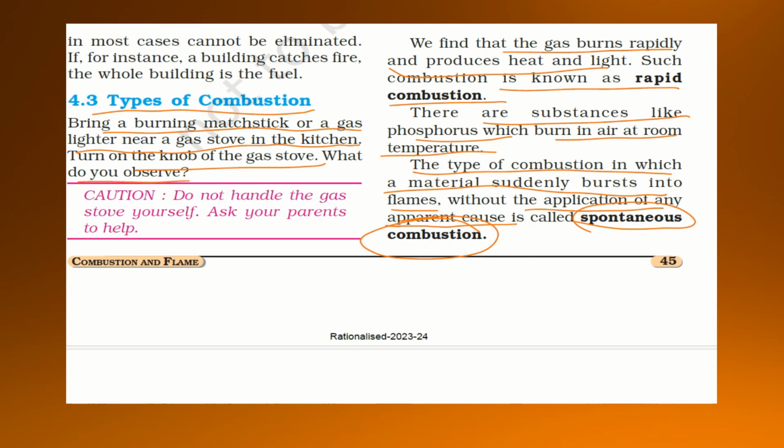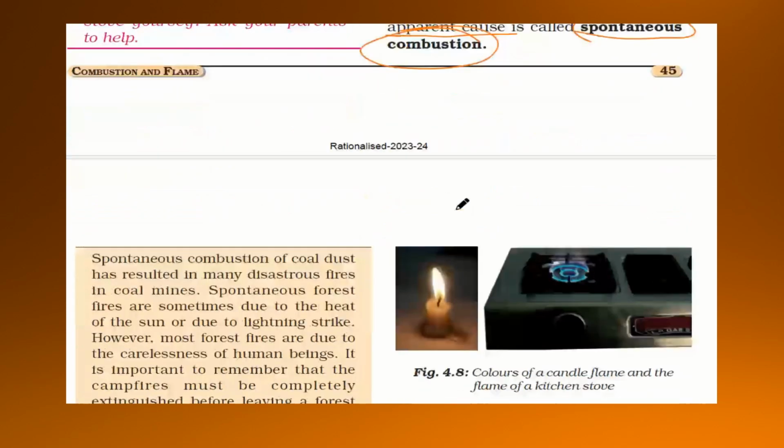And the combustion when you are burning the gas with the help of a matchstick or a gas stove lighter, this type of combustion is called rapid combustion. So two types of combustion: rapid combustion and spontaneous combustion. Is it clear to all? Now we will move on to what is explosion.